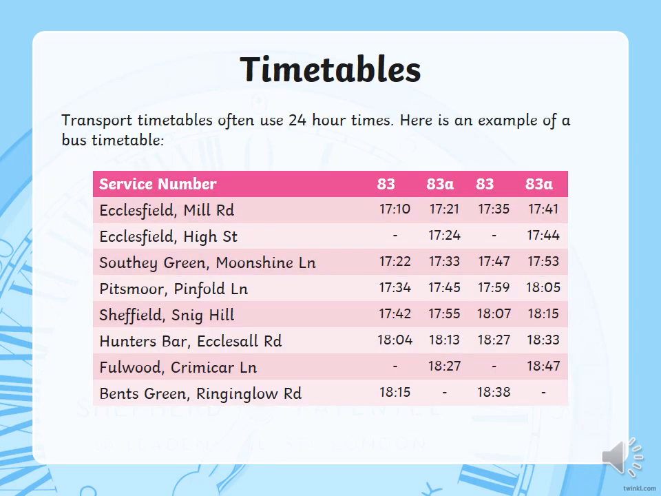Okay, transport timetables often use 24-hour times. Here's an example of a bus timetable. So Ecclesfield, Mill Road, and then so on and so forth. This is bus 83A, and then that's the time, and that's how usually bus timetables are set up.